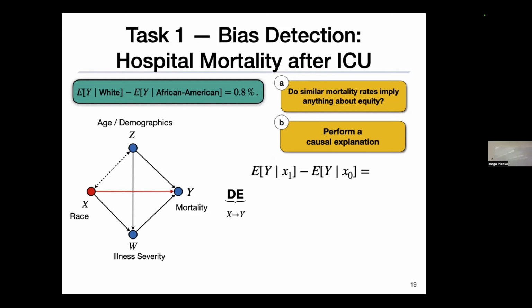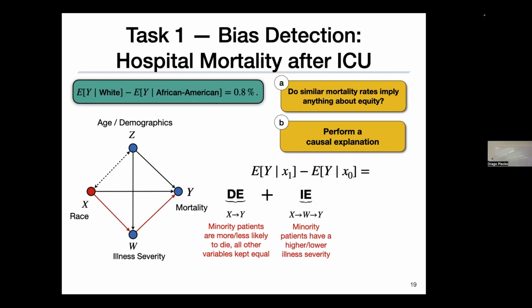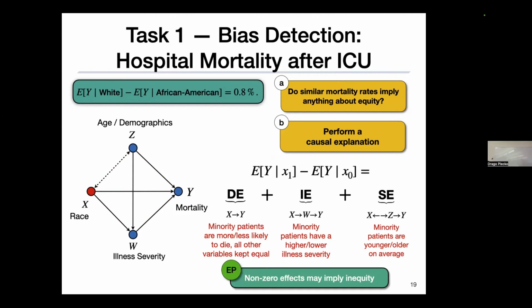And it could be that there's a direct effect. So it could be that minority patients are more or less likely to die when we keep all the other variables equal. This is one explanation. There could be an indirect effect, which means that minority patients may have a lower or higher illness severity and therefore may have worse or better outcomes. And it could also be that there's a spurious explanation, that minority patients are younger or older on average, for example, which could also explain a difference in the mortality rates. Okay, and our task is to disambiguate between these three things.